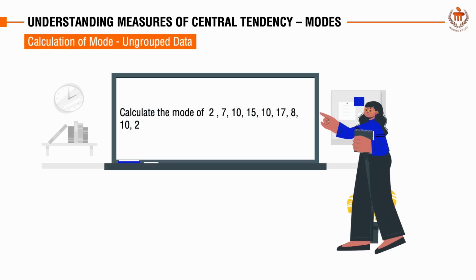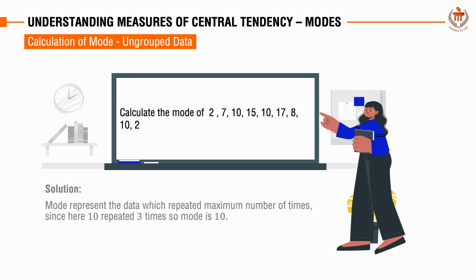So when we talk about the calculation of mode, imagine the ungrouped data is given to you, as you can see on your screen. We need to calculate the mode when we have terms like 2, 7, 10, 15, 10, 17, 8, 10 and 2, and for this series of data I want to know the value of mode. For this you just need to see the value which is repeated the maximum. Mode basically represents the data which is repeated the maximum number of times. Since here 10 is repeated 3 times, the mode is 10.